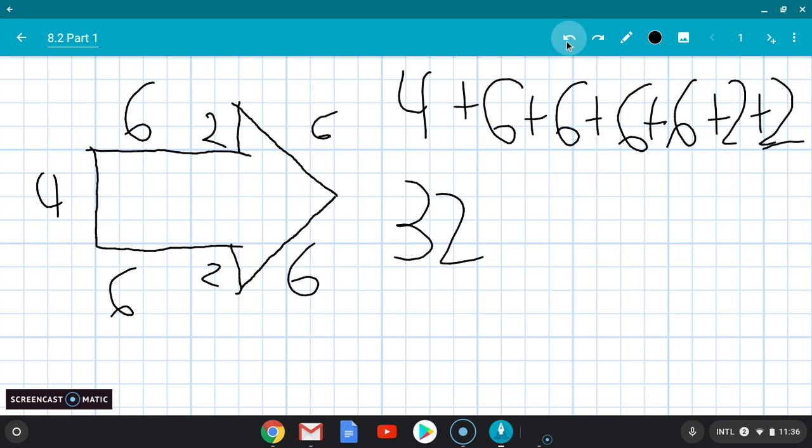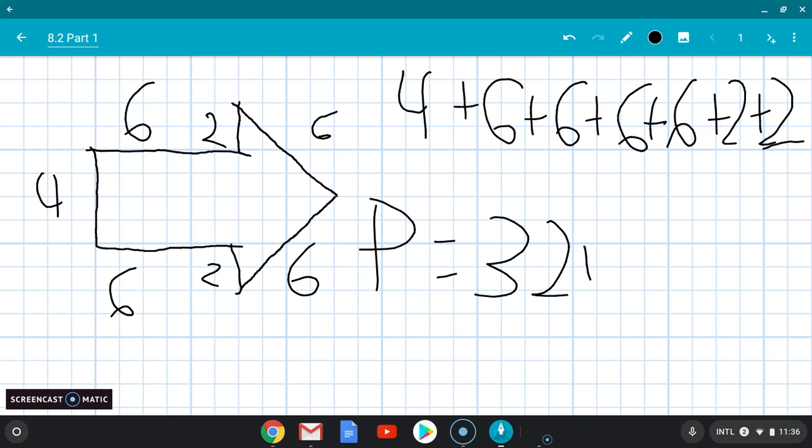So actually, let me say P equals 32 units. All right, so you just want to be able to look at a grid paper and know that you should be estimating these diagonals as 1.5 each. And you're just adding up all the side lengths.